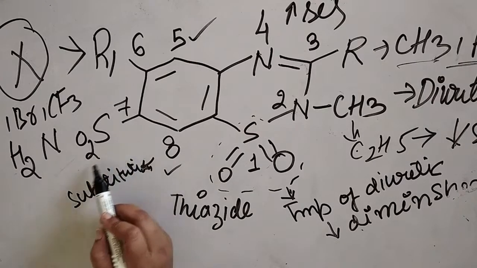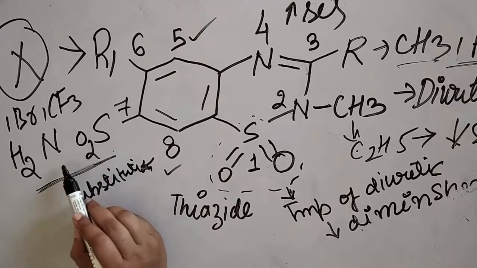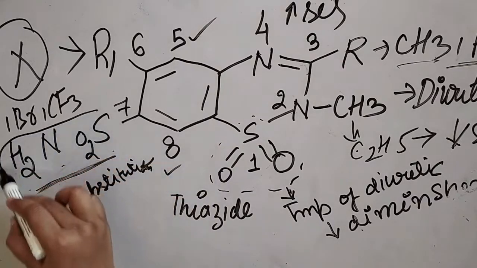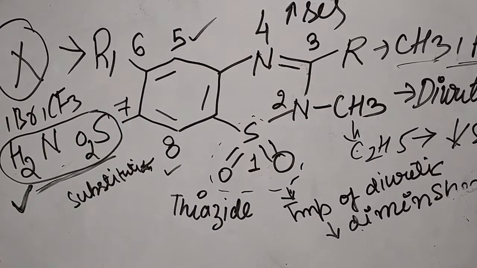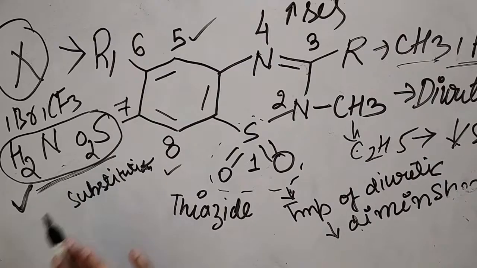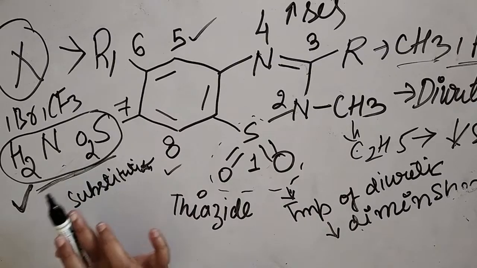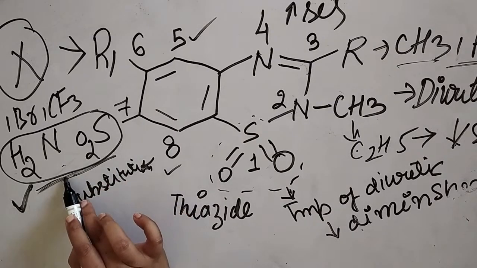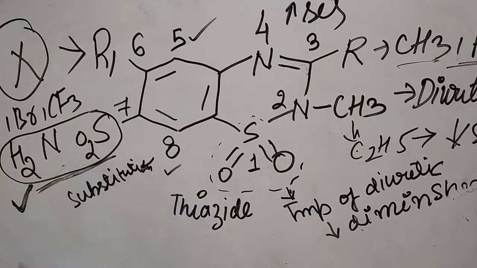Next, let's discuss the 7th position. The presence of the sulfamoyl group SO2NH2 is compulsory. If you replace this SO2NH2 group, there is a complete diminishing of the activity, meaning you cannot change this group with any other functional group. The sulfamoyl moiety is necessary for diuretic activity.